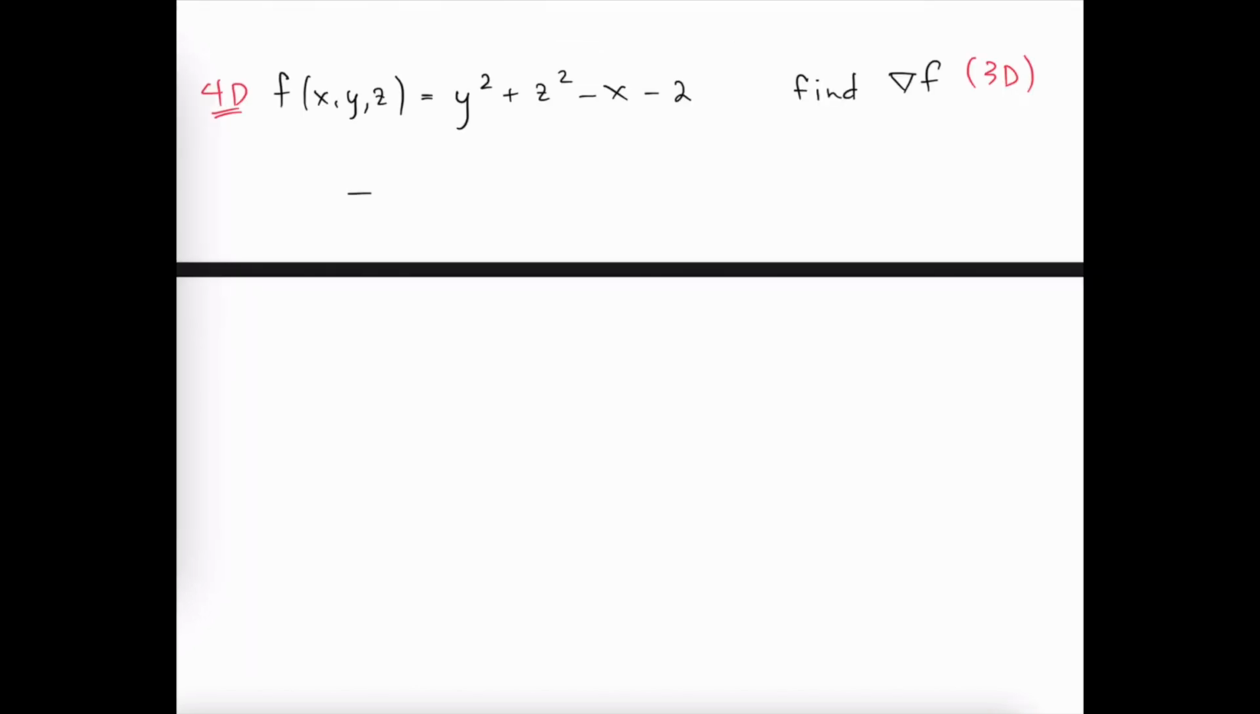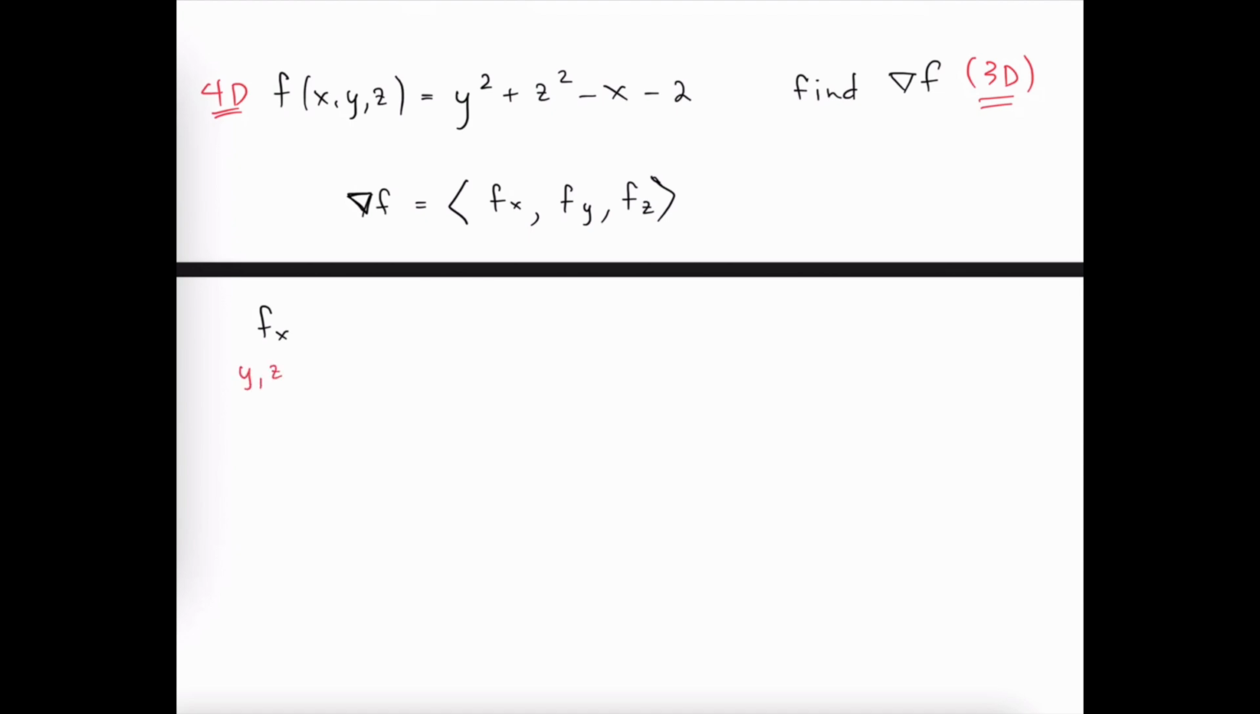So the formula for finding this three-dimensional gradient vector is basically the same as it was for the lower dimensions. We're looking at the first partial of f with respect to x, the first partial of f with respect to y, and the first partial of f with respect to z is now being added in so that we get this three-dimensional gradient vector.